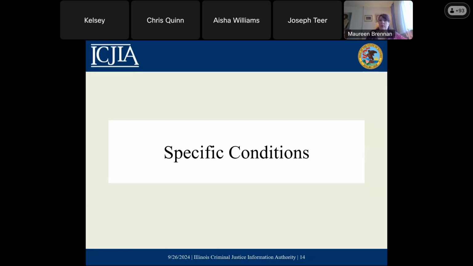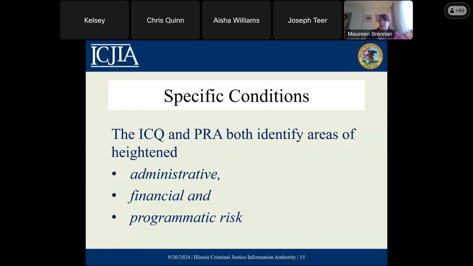So let me talk a little bit about specific conditions. The ICQ and the PRA both identify risk of heightened administrative, financial, or programmatic risk, right? And there are actually 3 levels that these tools indicate to us. There's low risk, medium risk, and high risk.